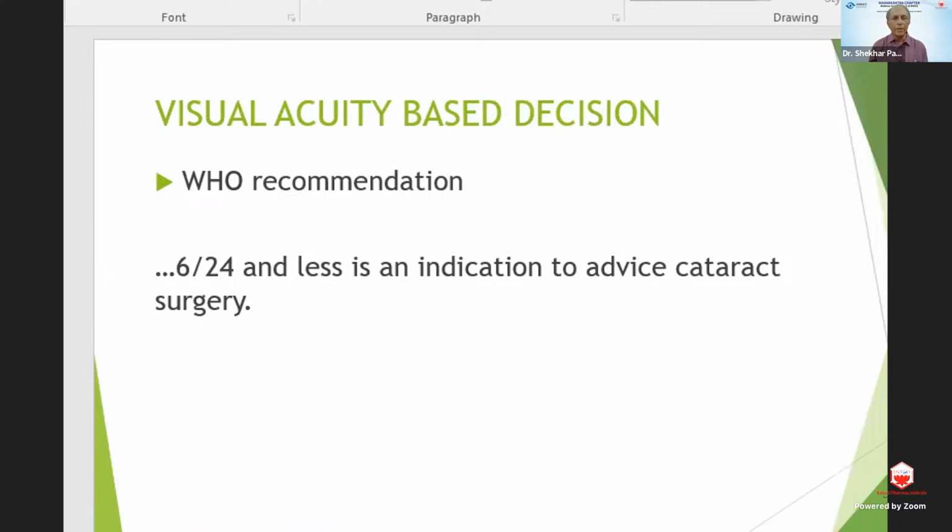Sometimes I examine the cataract patient on visual acuity based decisions. WHO has recommended that vision of 6/24 and less is an indication for planned early cataract surgery.